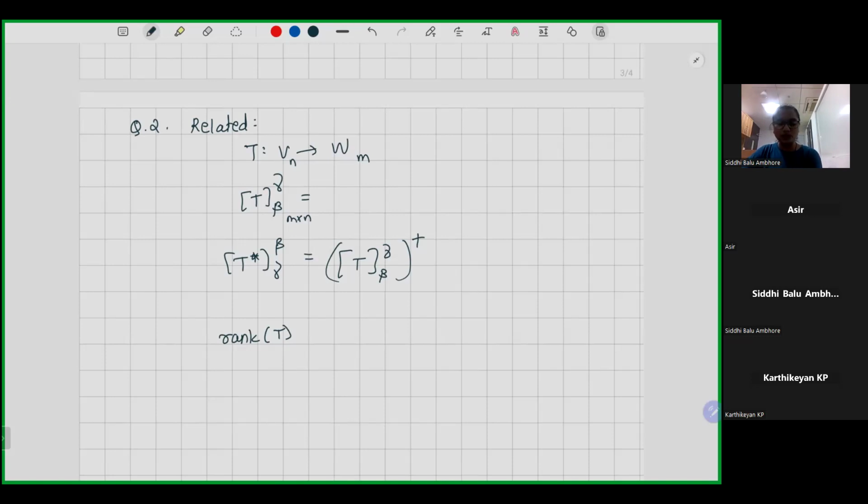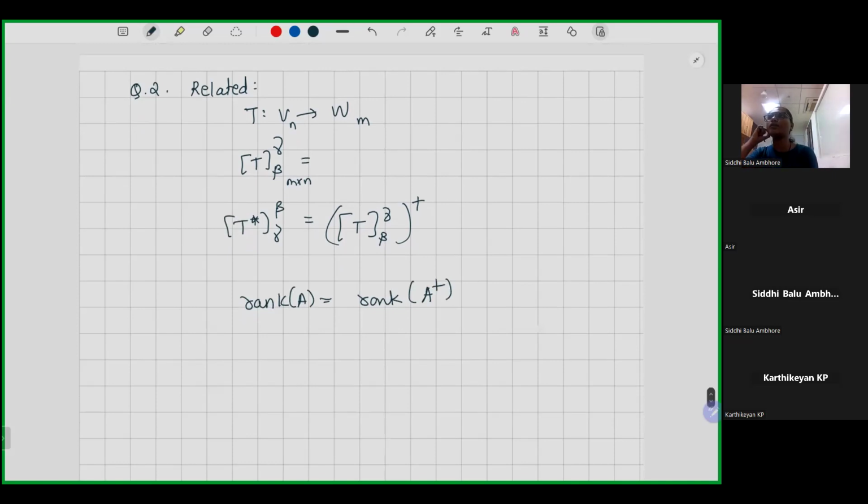But no, not always. When I say not always, I mean if it is finite dimensional, then yes, because we are just taking the conjugate transpose of these matrices. So the rank of this matrix is essentially equal to the rank of this matrix. So rank of A is equal to rank of A dagger. If finite dimensional, then definitely it will be equal. But if not finite dimensional, then it won't be. Okay.